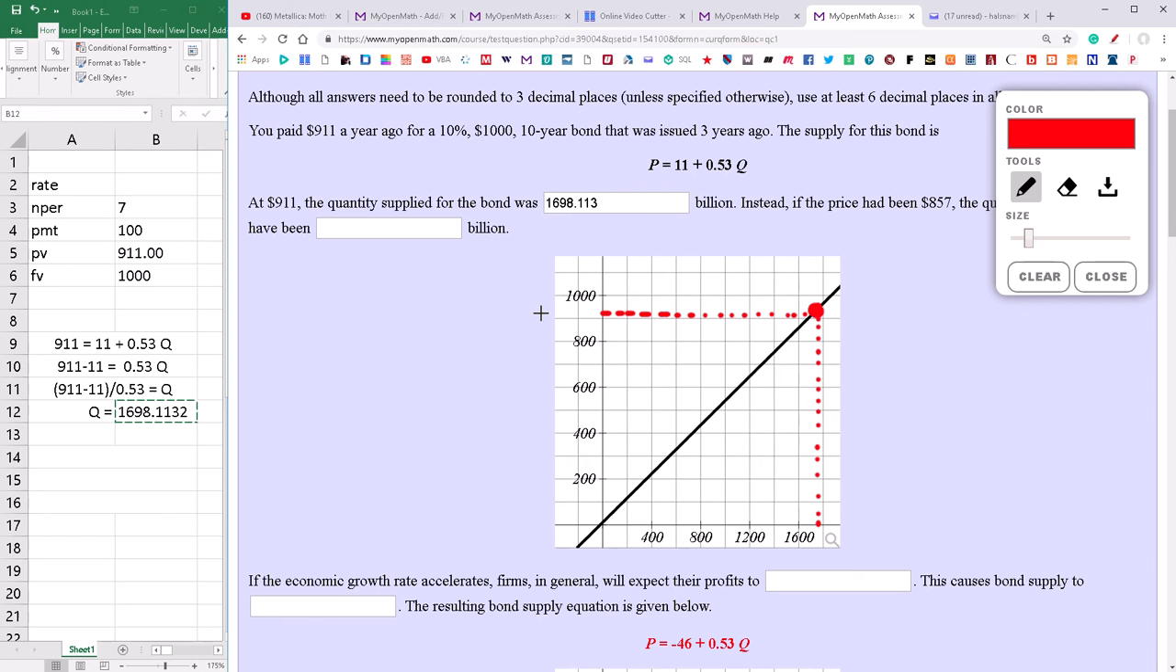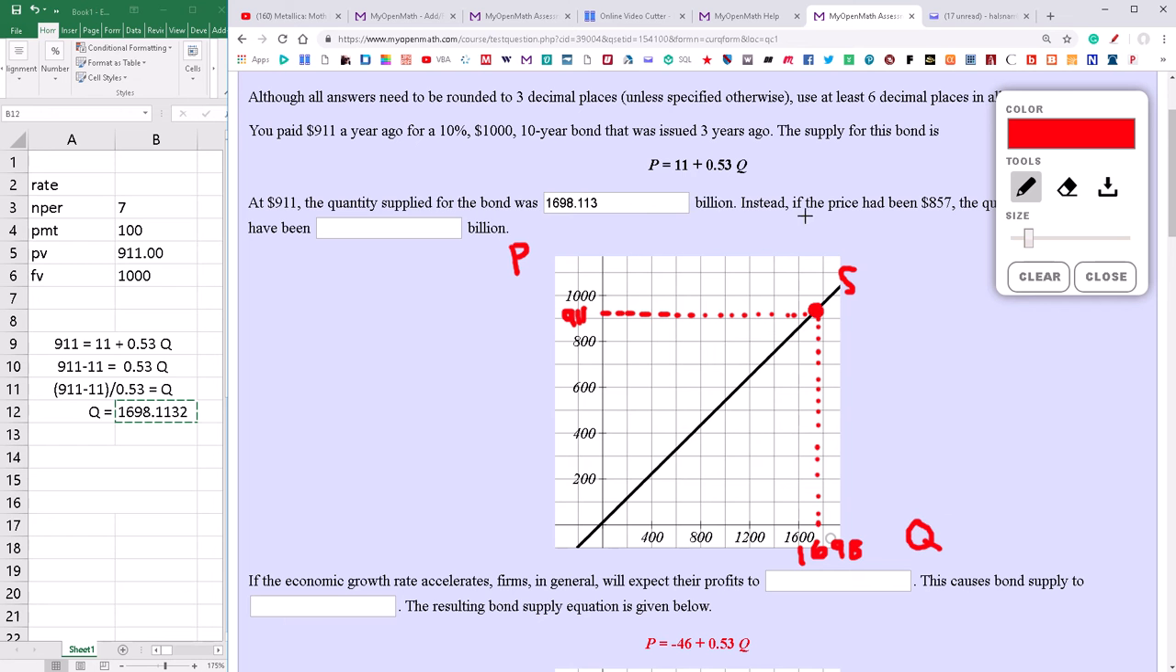Okay, so this is 911, and this is 1698. Okay, and this is the supply curve. This is the quantity axis. This is the price axis.